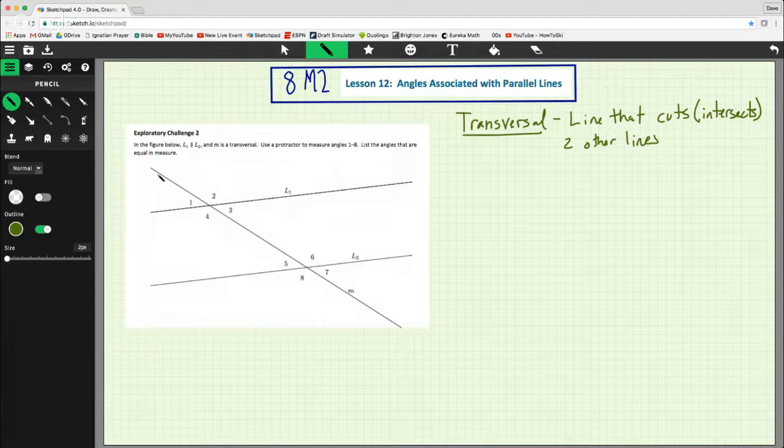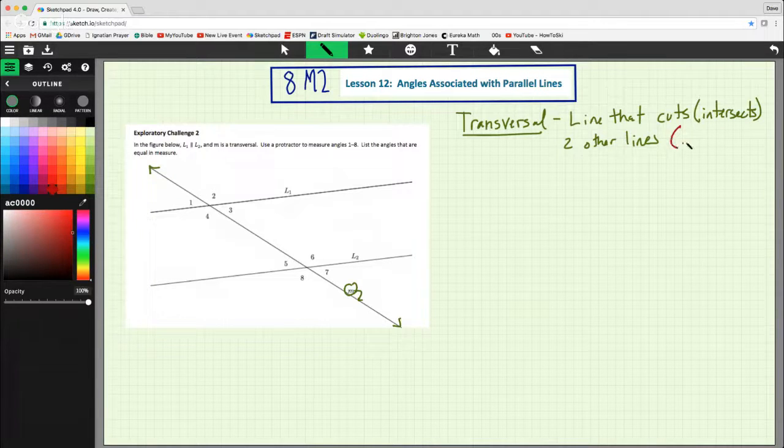So in this case, we have our transversal, our line that cuts 2 other lines. This would be our transversal, right? And they're labeling this line M in this case. So line M is our transversal. Let me circle that in red to match the red above, and let's go back to green. Okay, so that's our transversal. So now our other definitions are going to map to understanding what a transversal is.